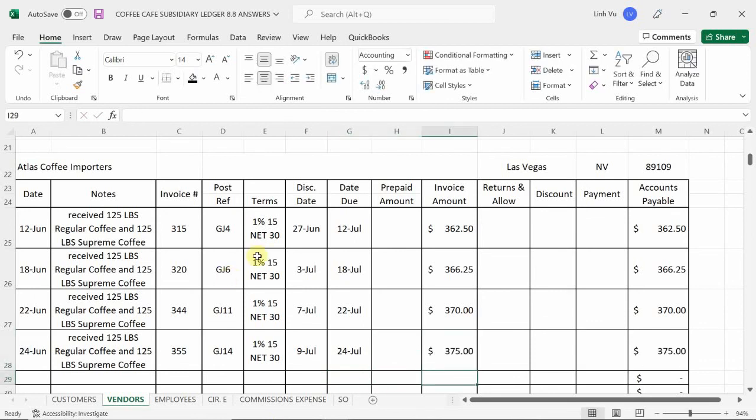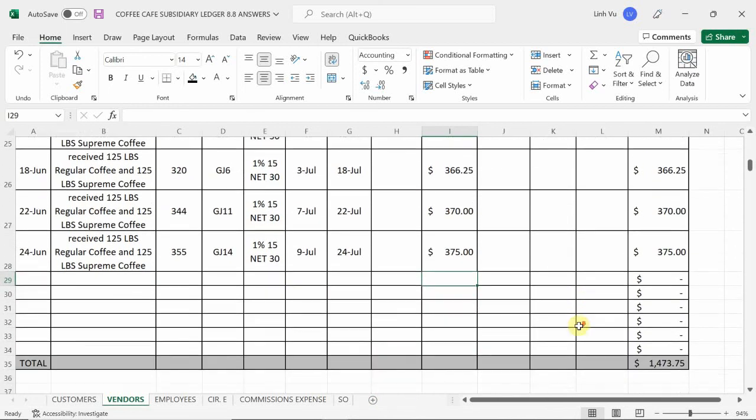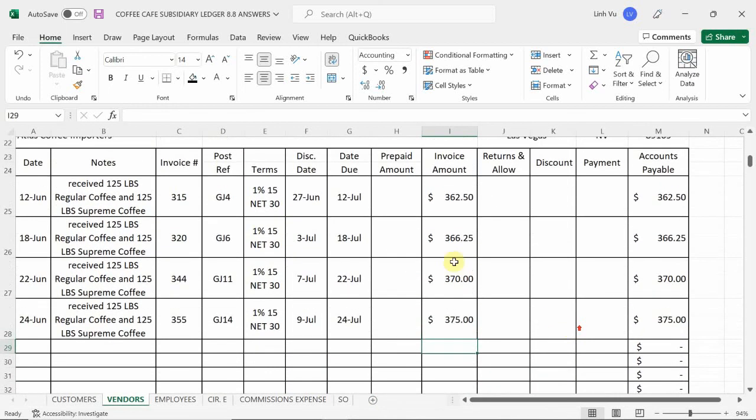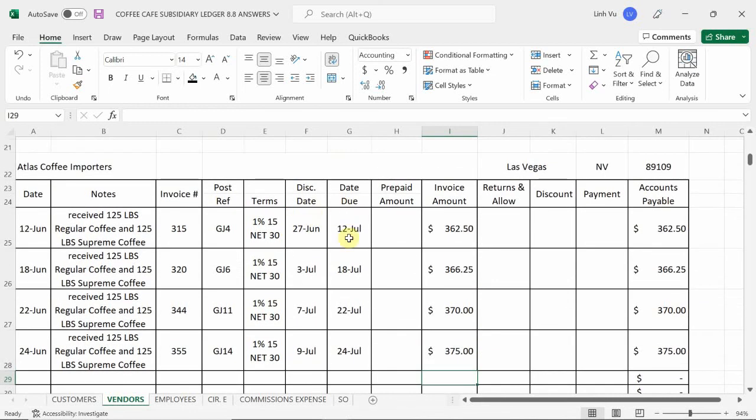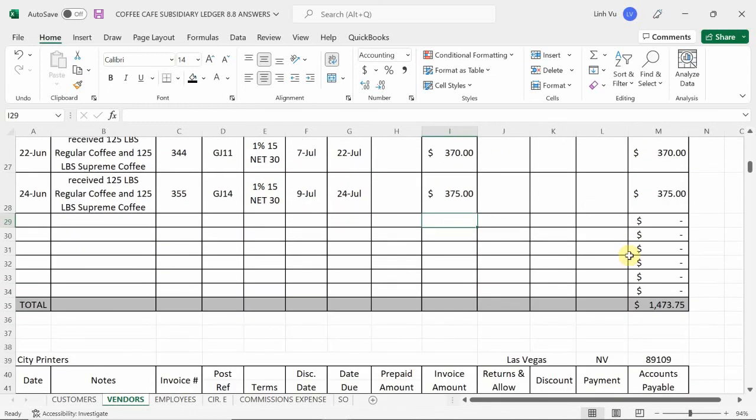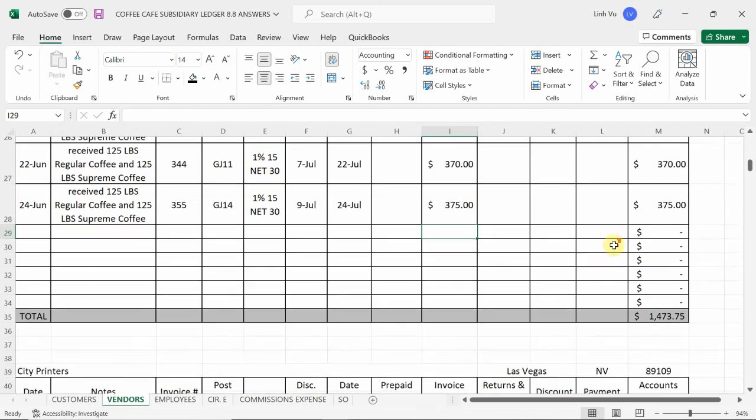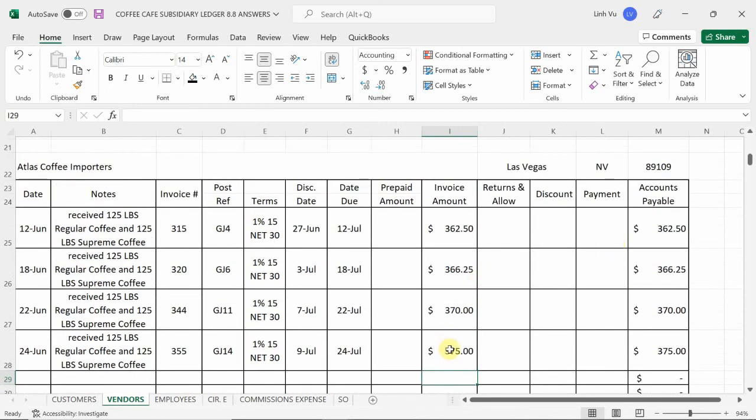So we owe $375. Out of our invoices, let's take a look. We still have available to pay on time for the 27th, we can get a 1% discount. If not, everything is due in July. So we are good to go. We do not need to pay Atlas Coffee. Even if we miss that discount opportunity, it's due on the 12th of July anyway, so we're pretty good. But we still owe $1,473.75 to them.